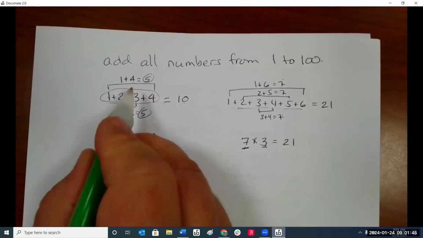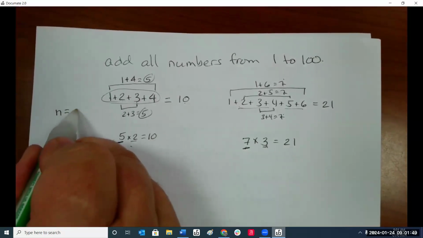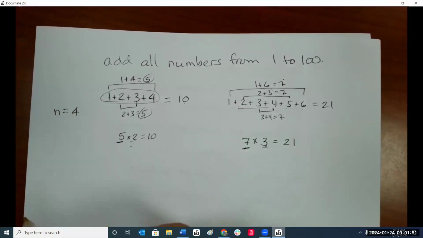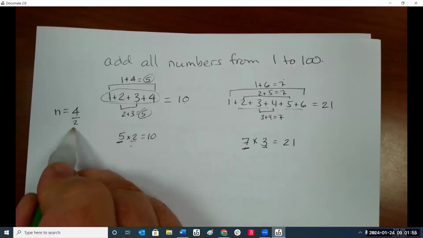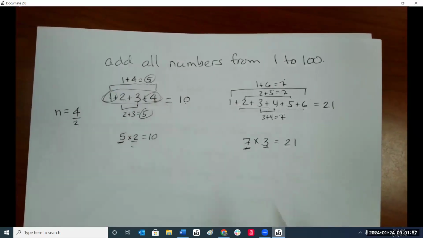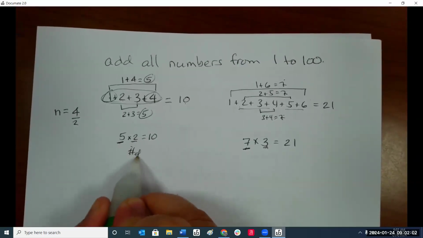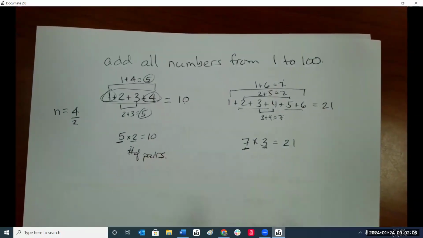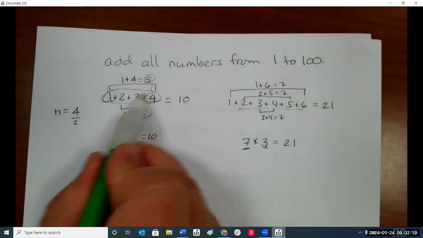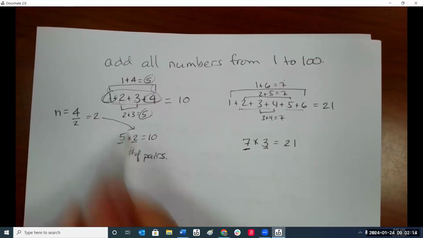No. Count how many. We use the letter N. That tells us how many numbers are on the list. There are 4 numbers in the list. If we divide it by 2, why 2? Because they're paired up. This tells us the number of pairs of numbers. We have 2 pairs because we took these 2 and these 2. That's where that number comes from.